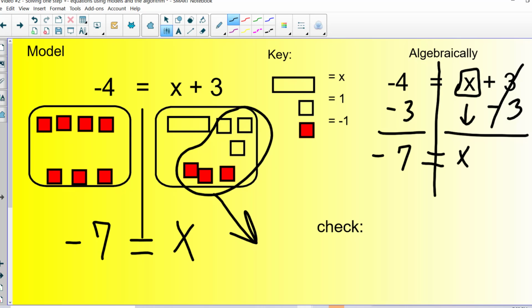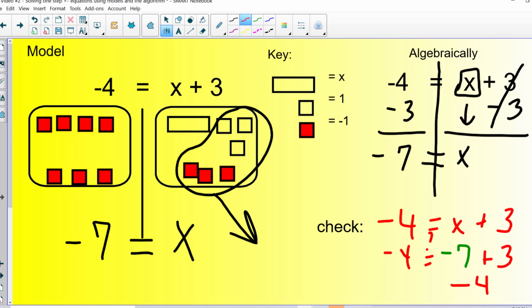Negative 7. And let's quickly just do a check to see that we got the right value. Rewrite the original equation. Negative 4 is equal to x plus 3. Right? And now instead of x, I'm going to replace it with what we found it to equal, which was negative 7. And so negative 4, does that equal the same as negative 7 plus 3? Well, what is negative 7 plus 3? That is negative 4. So since that's negative 4 on the right side and negative 4 on the left side, we have a correct answer.